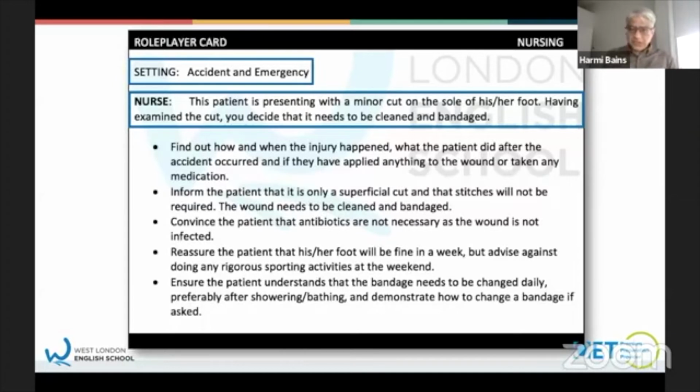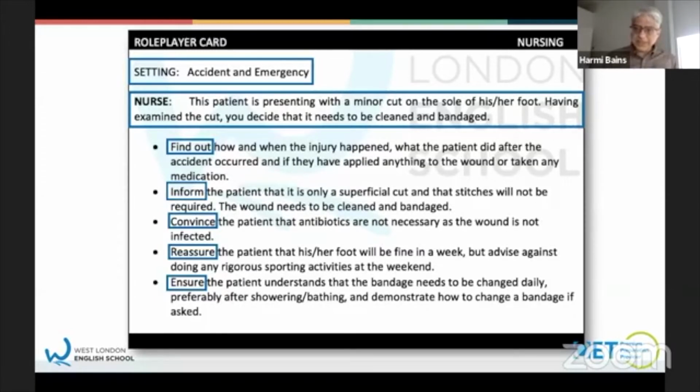So it doesn't tell you too much, but with a lot of cards, sometimes they will give you clues as to how the patient is feeling. Okay, so we've got the context, and then of course you've got your tasks to do, and they all start with verbs. And these are essentially your tasks. These are what you're going to be doing. You're going to be finding out, you'll be informing, you've got to convince, reassure, and ensure the patient understands.